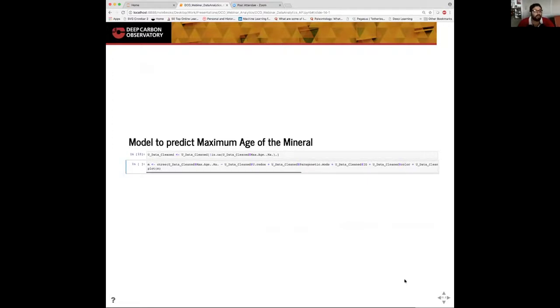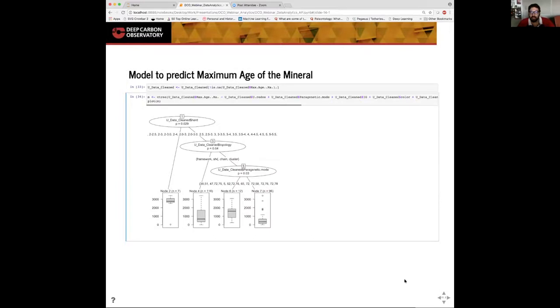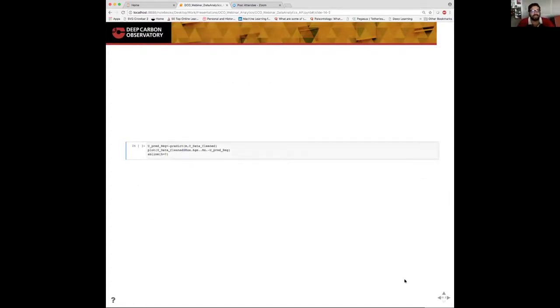So once I load a clean data set and run the model, you see that the most important features in predicting the maximum age of a uranium mineral are the hardness of the mineral, the topology, and the paragenetic mode. So once we know this, we can use this model to again predict the maximum age of the mineral.